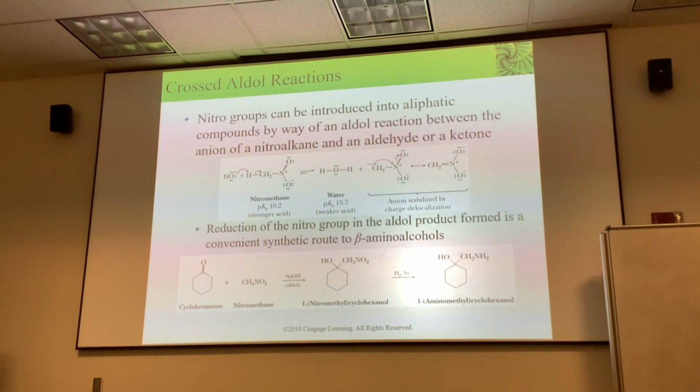Nitro groups can be introduced into aliphatic compounds by way of an aldol reaction, because you can do the anion of a nitroalkane, this one, that's a nitro group. There we go. That's the nitro group, and if this kind of looks like a carbonyl, like a deprotonated carboxylic acid, yeah, it kind of does, right? So these hydrogens are actually kind of acidic. They're pKa 10.2. That's pretty acidic.